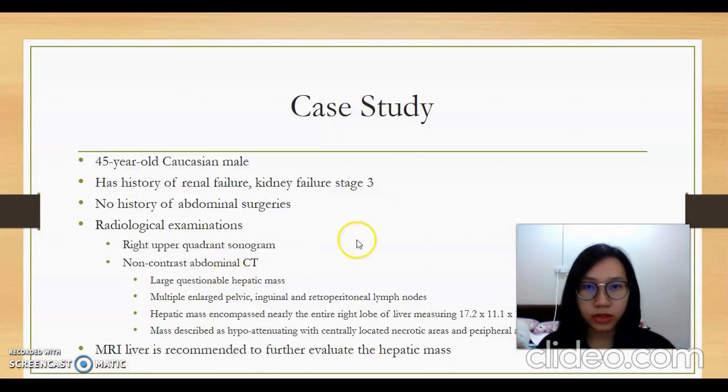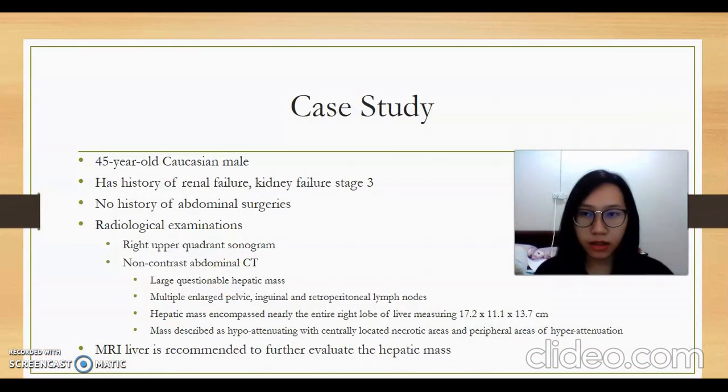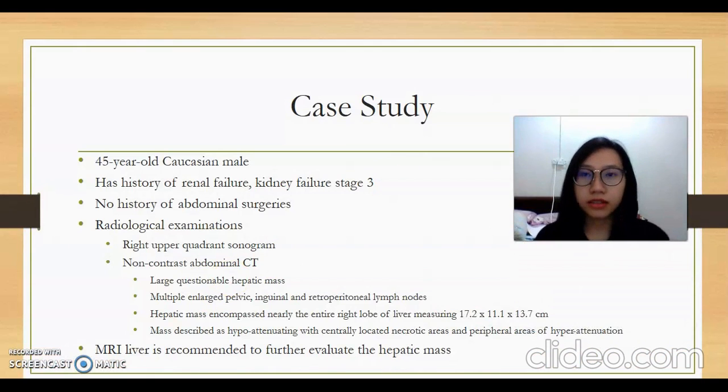So first I would like to introduce my case study just briefly. The patient is a 45-year-old Caucasian male, who has a history of renal failure, which is kidney failure stage 3. He has no history of abdominal surgeries, and previous radiological examinations are the ultrasound for right upper quadrant and abdominal CT with no contrast.